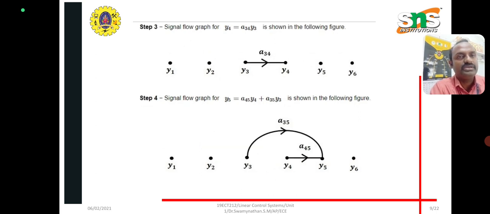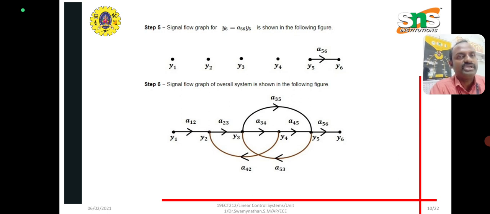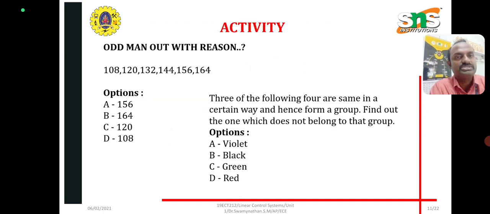Another equation: y4 is equal to a34 y3, meaning from y3 to y4 we have the gain a34. Then the next step: y5 is equal to a45 y4 plus a35 y3, with gains a45 and a35. Then in step 5 we use y6 equal to a56 y5, and step 6 is another example.